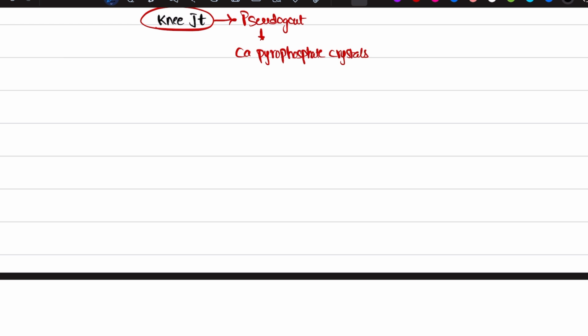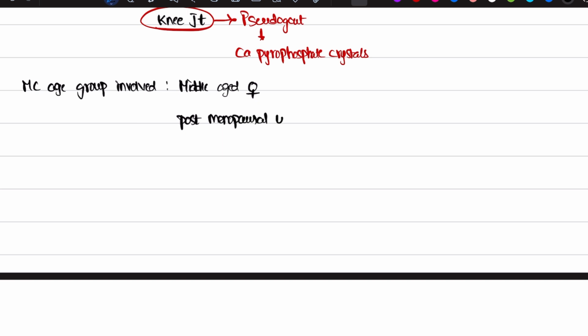Okay, so I'm going to write the same point I said. The most common age group involved is middle age, this is female, and postmenopausal woman.